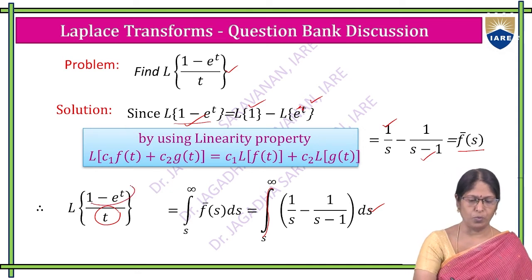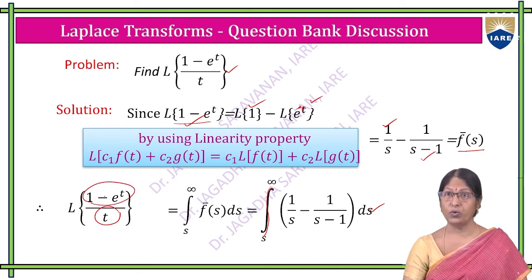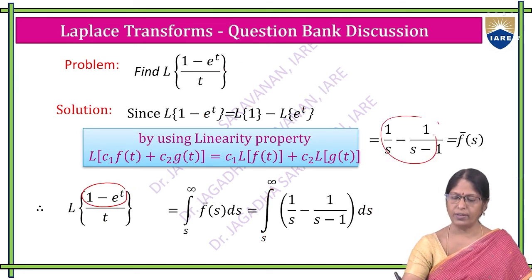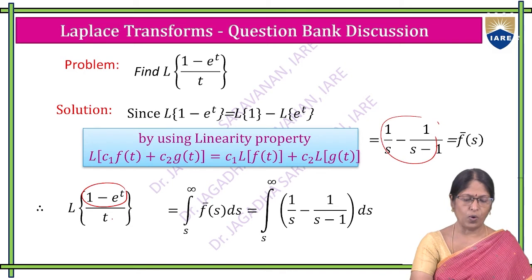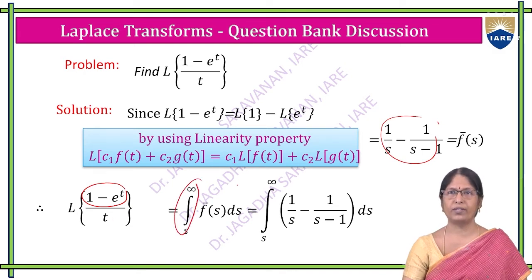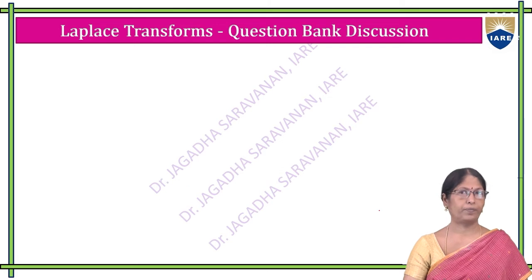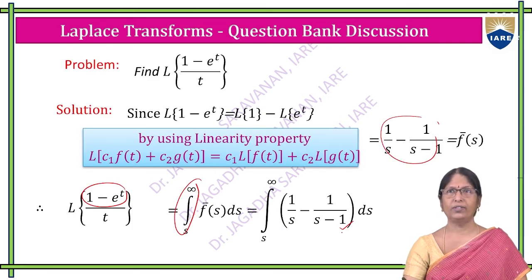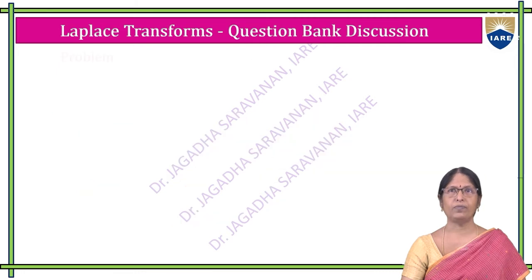The numerator part we have assumed f of t, and we obtained this result, divided by t, the integral from s to infinity of f bar of s ds. And we will do the integration. We will obtain the result. So these are the steps to be followed to solve this question bank problem.